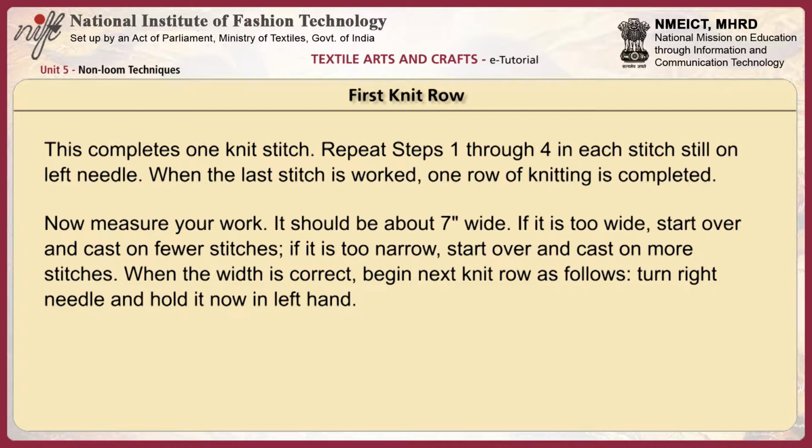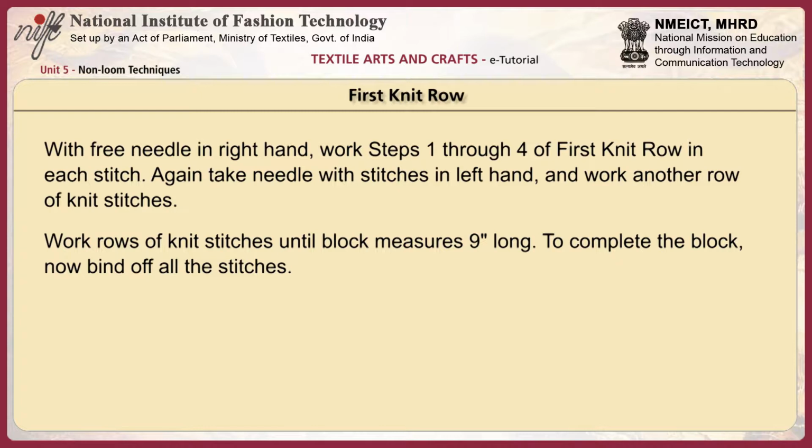Turn right needle and hold it now in left hand. With free needle in right hand, work steps 1 through 4 of first knit row in each stitch. Again, take needle with stitches in left hand and work another row of knit stitches. Work rows of knit stitches until block measures 9 inches long. To complete the block, now bind off all the stitches.